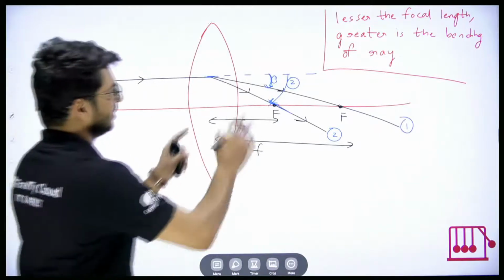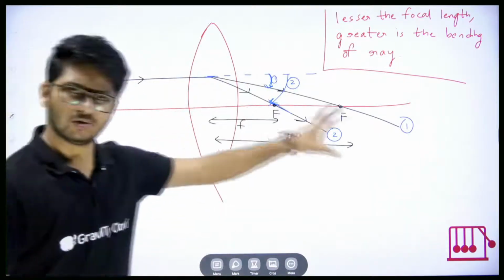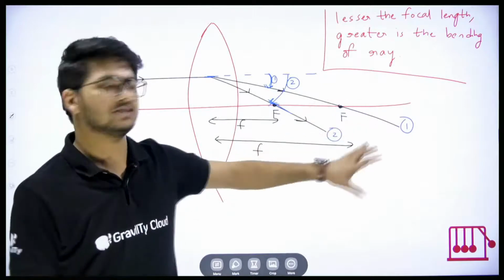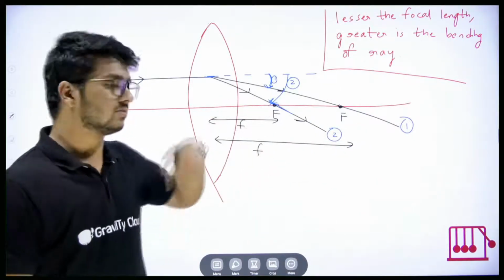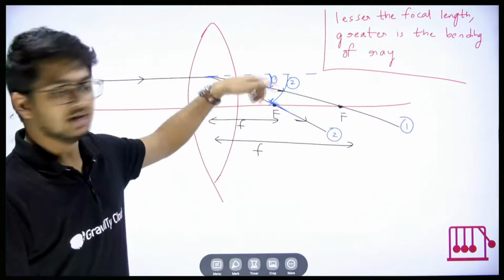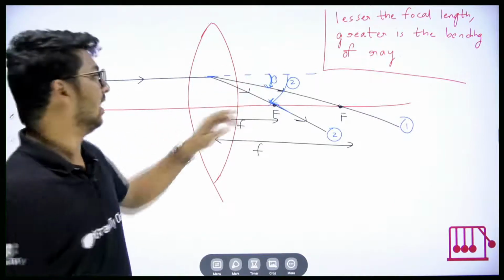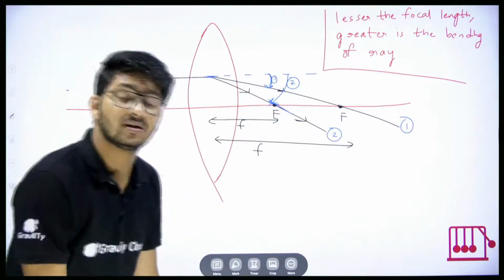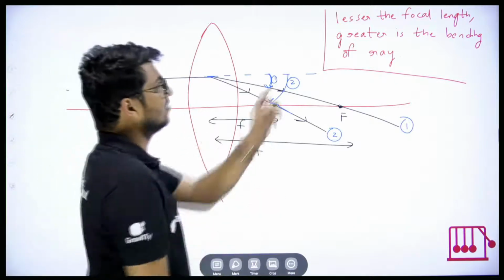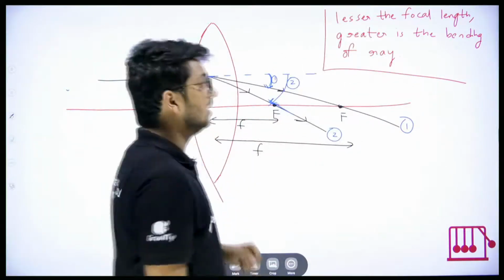Clear? See, again, just look at that carefully. We have taken two cases, two different focus. That means two different focal lengths. And we have looked at the bending. In the second case, the bending is more, and in the second case, the focal length is less. So, lesser the focal length, greater is the bending of the ray.